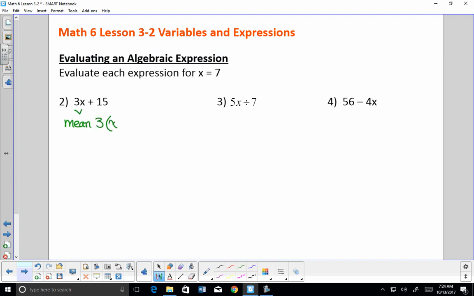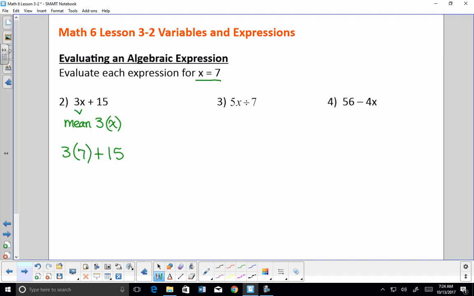Like so. So that means whatever I put in for x, which in this case has to be 7, that means I'm going to do 3 times 7 plus 15. That's what this algebraic expression says. It says 3x plus 15 when x is 7. So 3 times 7 plus 15.